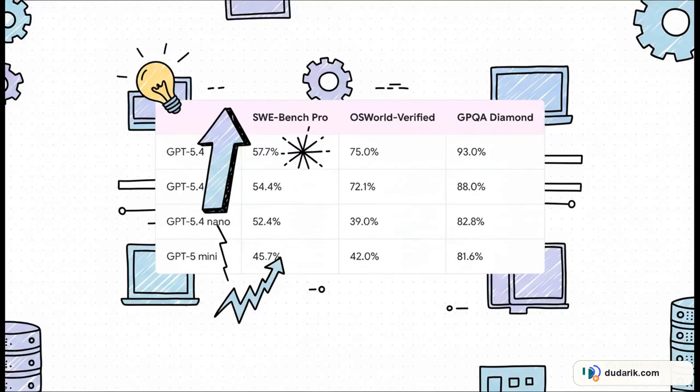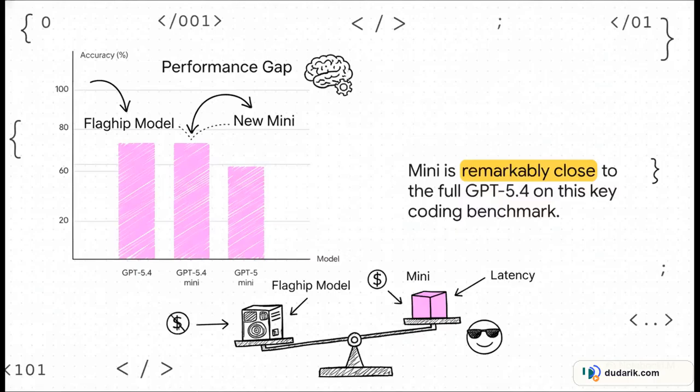But now look down at the old GPT-5 Mini. It's not even close. The new Mini absolutely demolishes it. This isn't some small incremental update. It's a huge jump in what a smaller, more efficient model can actually do. And this chart just makes that point crystal clear. You can visually see just how tiny that performance gap is between the big flagship model and the new Mini on this super important coding test. You're getting almost all the power, but at a fraction of the cost and wait time. That's a trade-off pretty much any developer would take in a heartbeat.